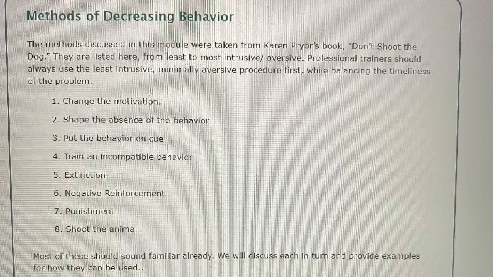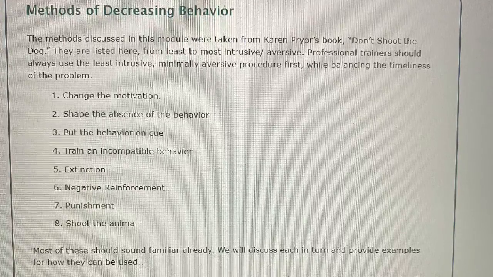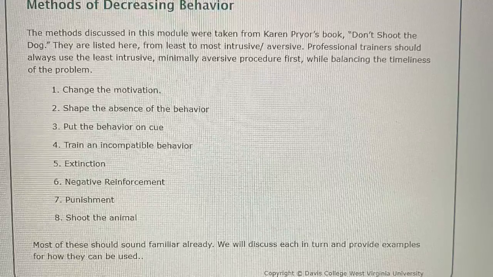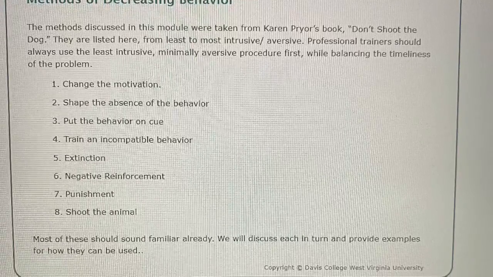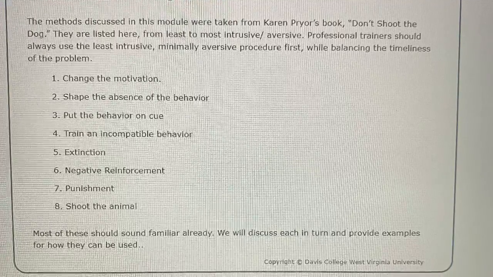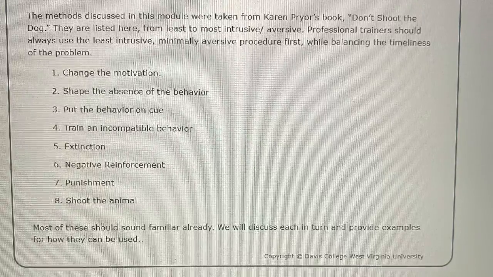1. Change the motivation. 2. Shape the absence of the behavior. 3. Put the behavior on cue. 4. Train an incompatible behavior. 5. Extinction. 6. Negative reinforcement. 7. Punishment. 8. Shoot the animal. Most of these should sound familiar already. We will discuss each in turn and provide examples for how they can be used.